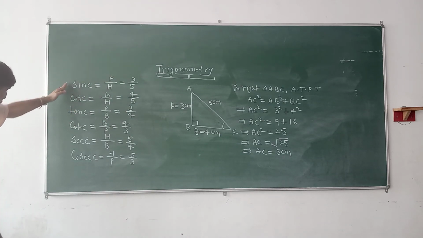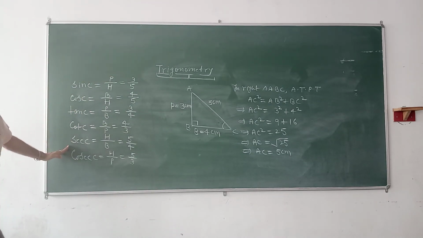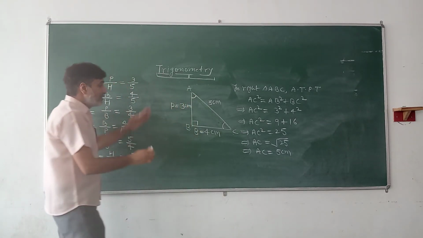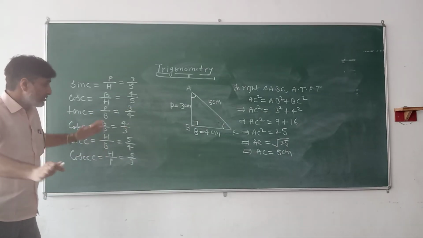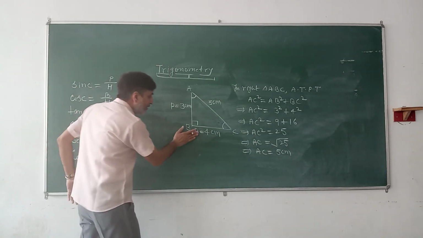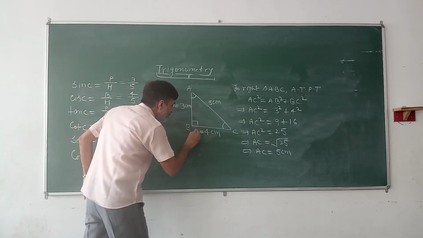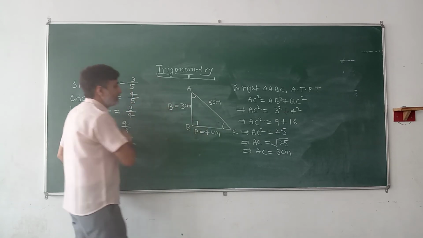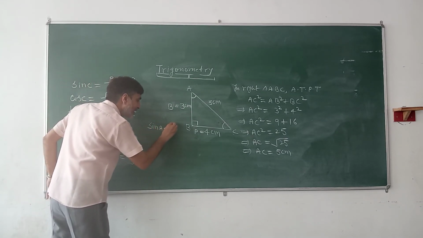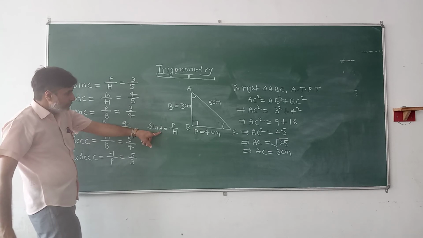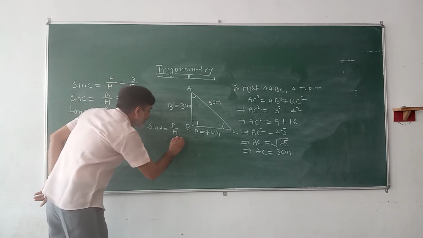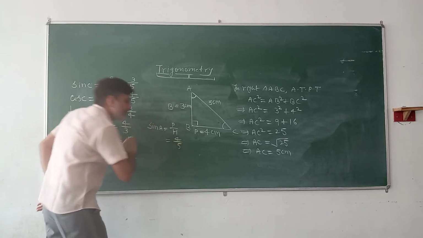Now we find all these six trigonometrical ratios with respect to angle A. As we change the assumed angle, the base and perpendicular are interchanged. Now BC becomes perpendicular, and AB becomes base. So with respect to angle A, sin A, sin is always P by H, but with respect to angle A, BC becomes perpendicular. So the value of sin A becomes 4 by 5.